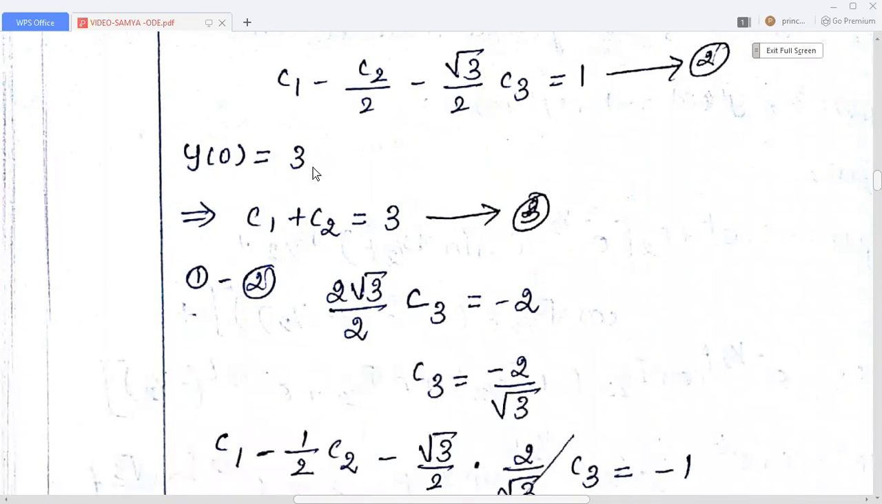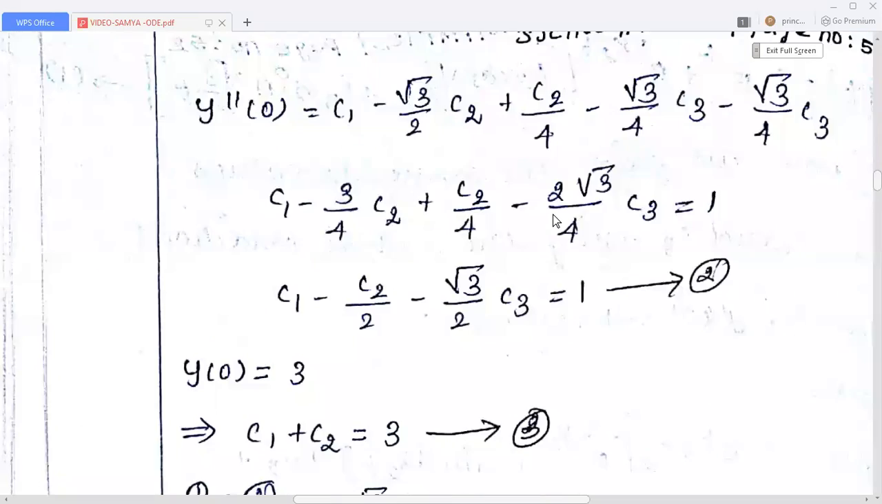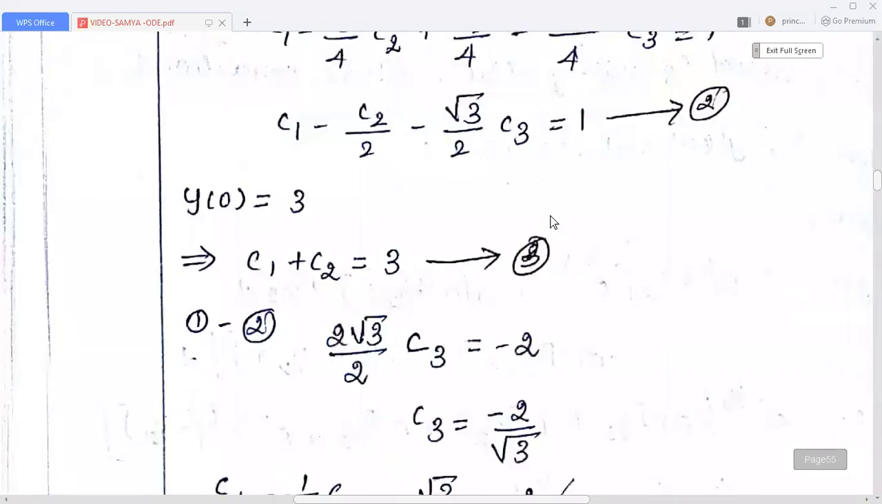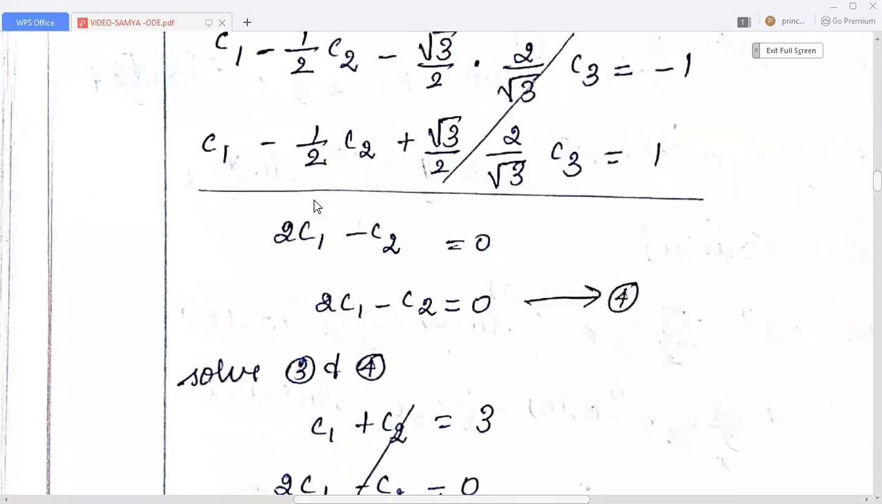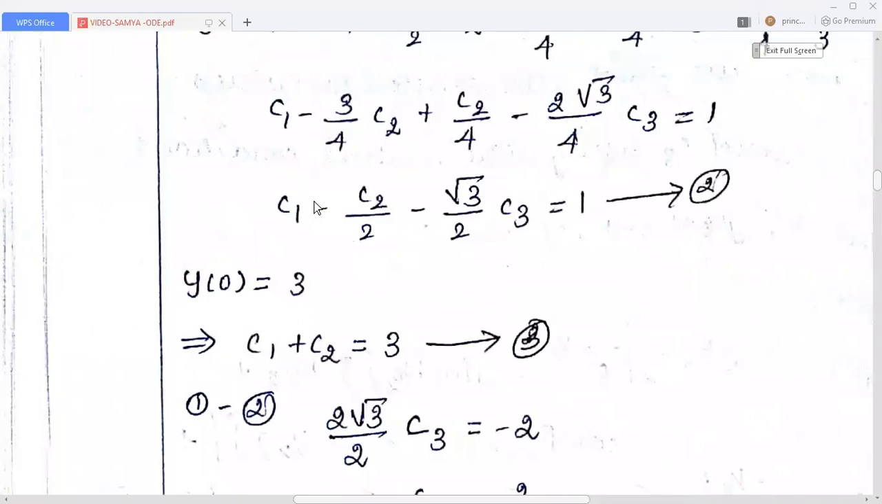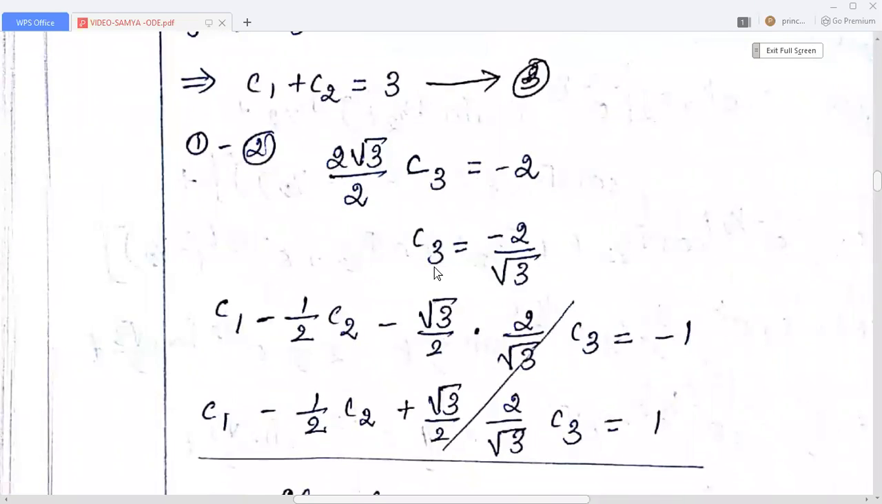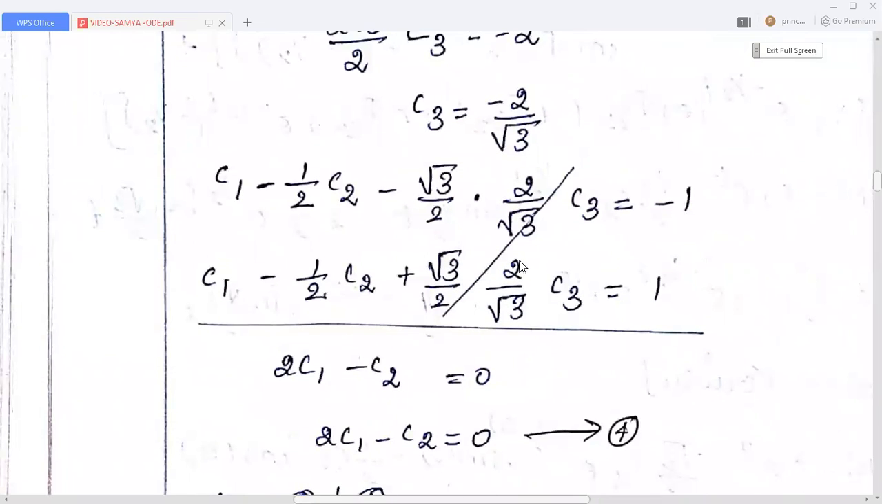Here y of 0 equal to 3. So using the solution y of t, we find y of 0 equal to 3. So here we get C1 plus C2 equal to 3. This is equation number 3. So solving these equations to find the values of C1, C2, C3, 1 minus 2 implies we get C3 equal to -2 by root 3.